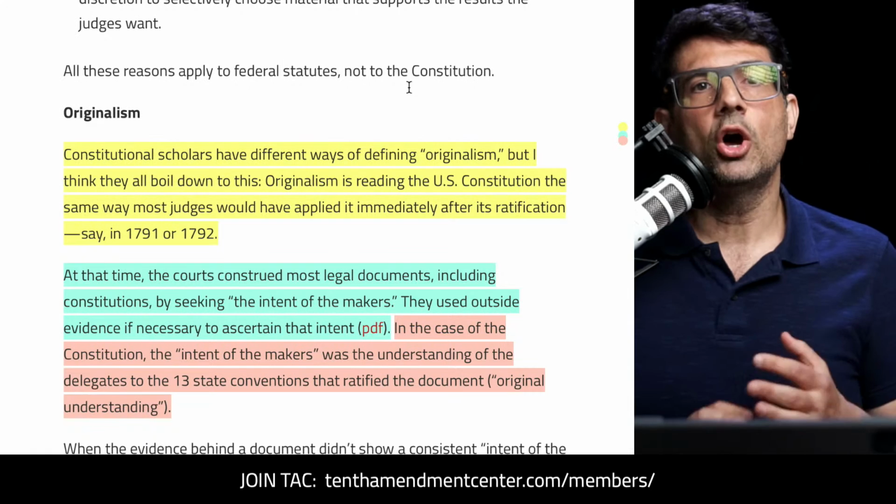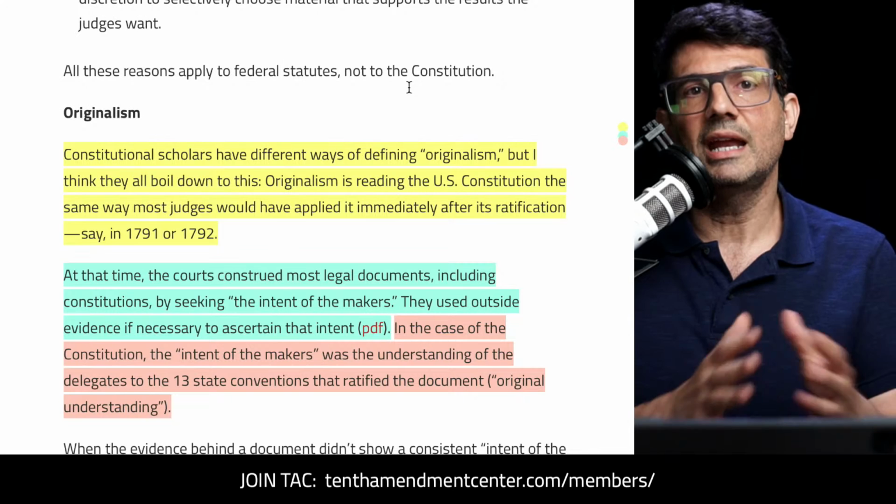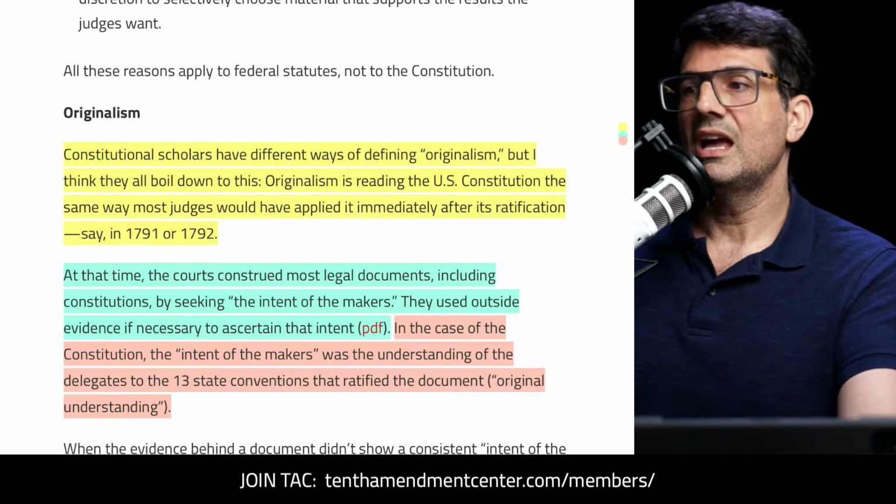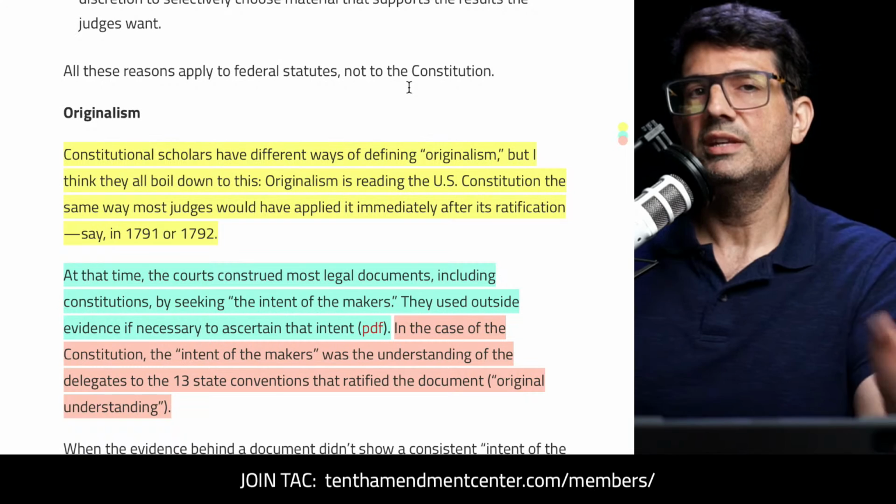And of course, we know that the Constitution of the United States isn't just a declaration. It is an 18th century legal document, so you have to read it like that. They used to apply it back then by seeking the intent of the makers. The intent of the makers is how they originally read the document.